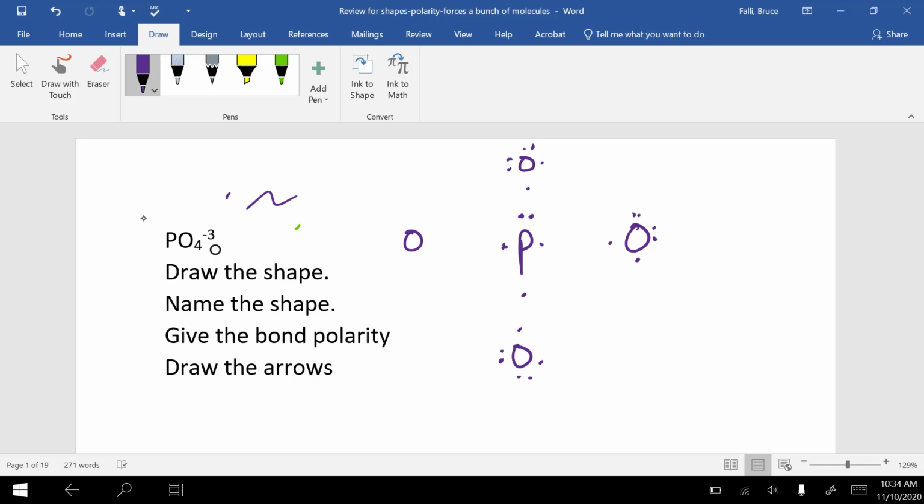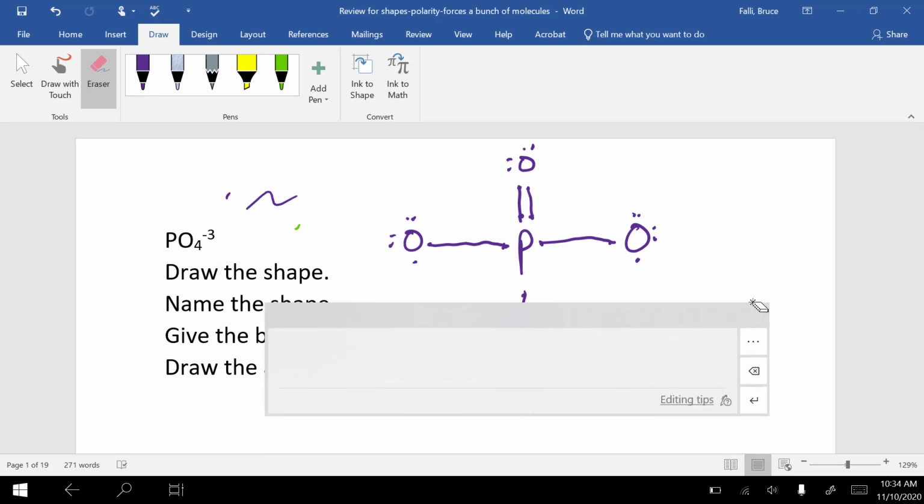And this guy actually has a handful of different ways to draw it. And then I'm going to connect the dots. Remember, we're not allowed to have single electrons. So what I'm going to do first is get rid of this guy, put him over here, and make a double bond. I'm going to erase that guy I got rid of.